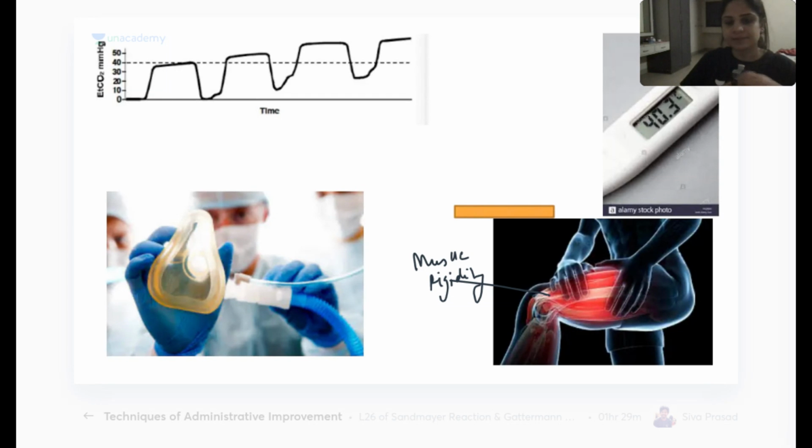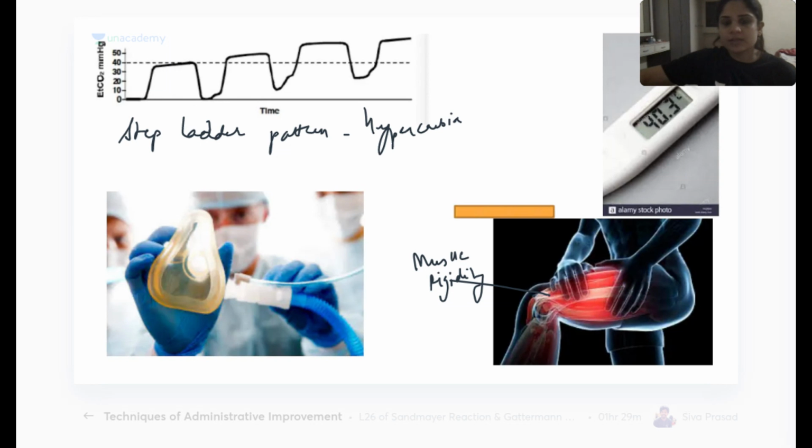Yes, absolutely correct. Malignant hyperthermia is the condition. What is the treatment? So what are you getting over here? You are getting a continuous increase in EtCO2. This is called a step ladder pattern of EtCO2. So you are getting continuous hypercarbia.